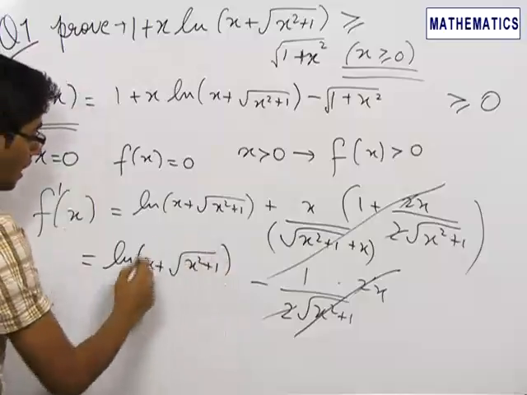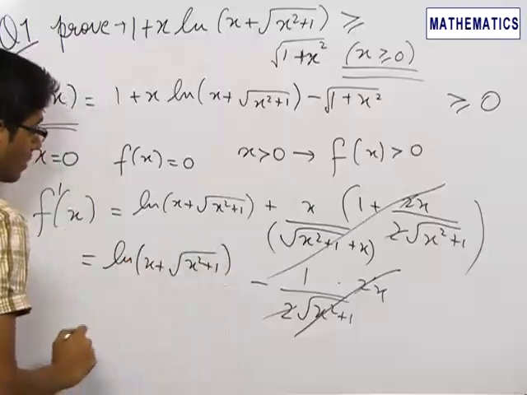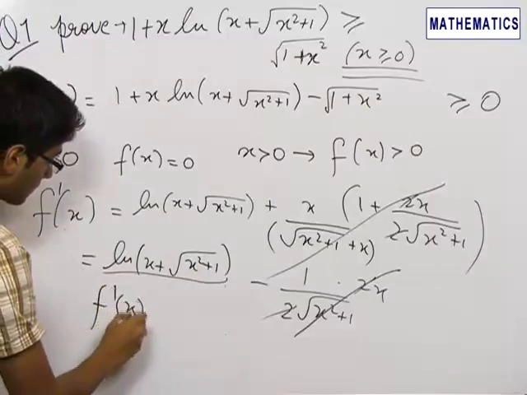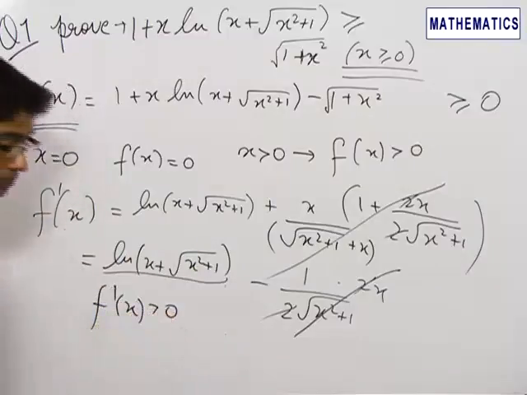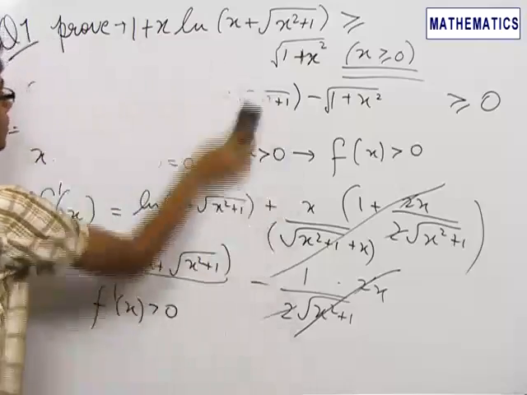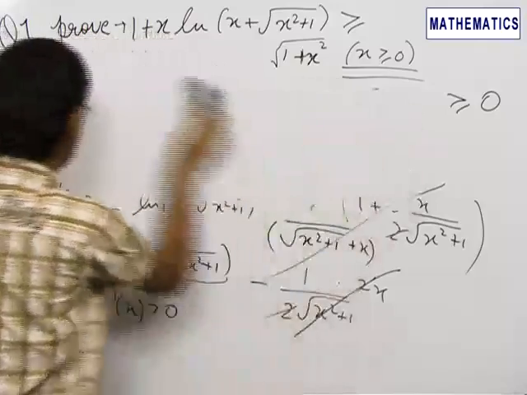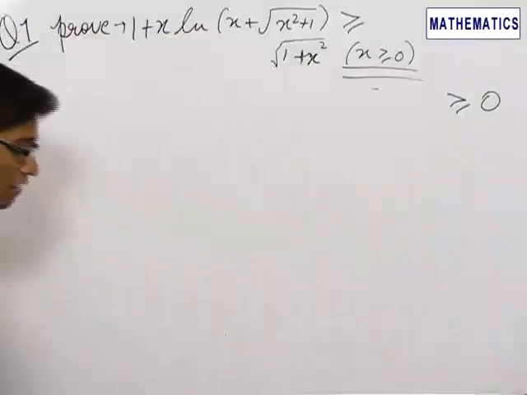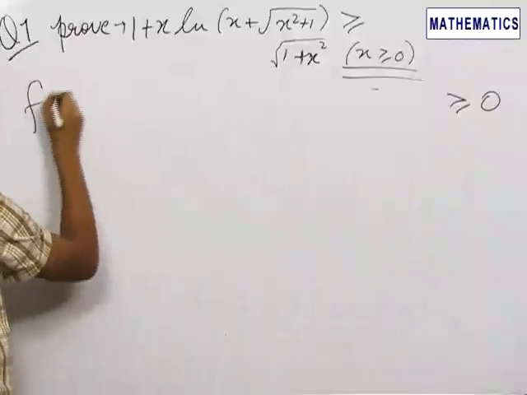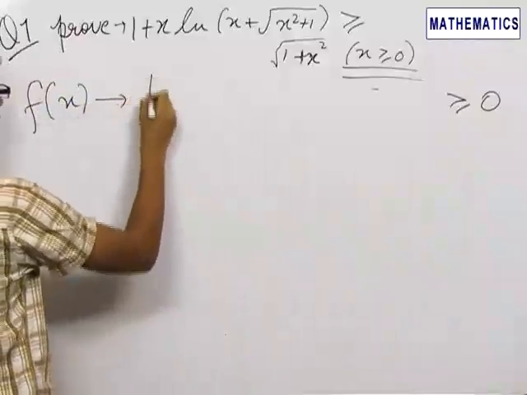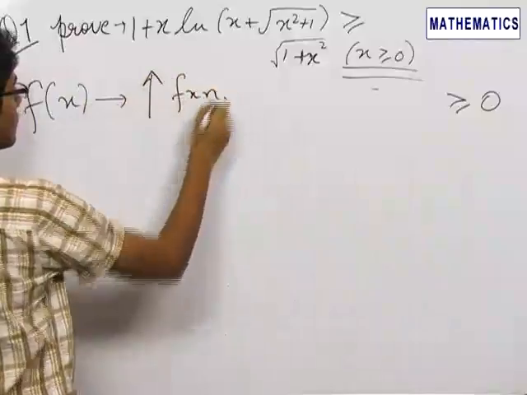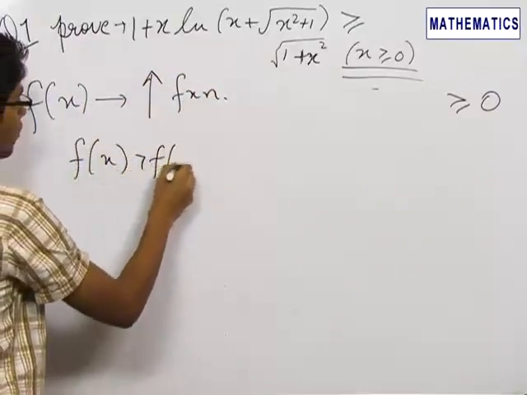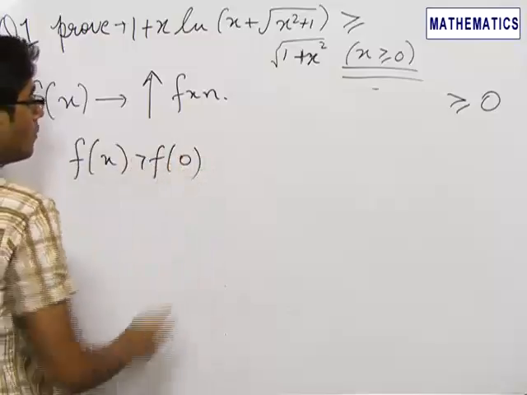Now very clearly, the thing which is written inside the ln is greater than 1, so the value of this ln is greater than 0. So f'(x) is greater than 0. Now for any function, if f'(x) is greater than 0, that means f(x) is an increasing function. This means f(x) is greater than f(0), which is equal to 0.